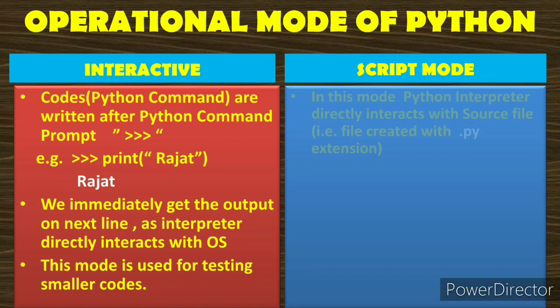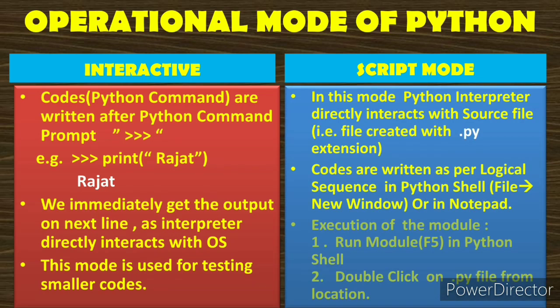In interactive mode, you open the interactive command line and write a single command just after the triple arrow symbol. This is what we call the Python prompt. Whenever you write any command, suppose I've written print Rajat, as per the syntax you can immediately find the output. What is going to be there? It is going to be Rajat as an output on the desktop. So it is simple.